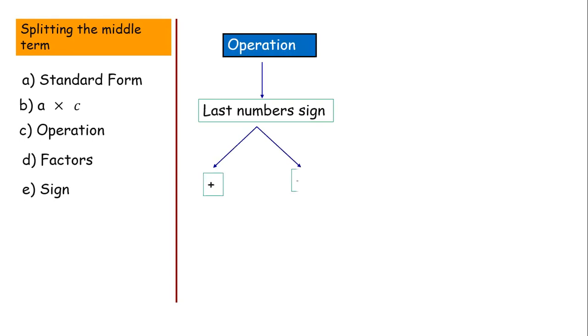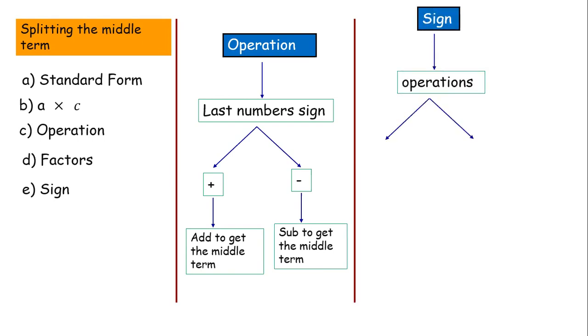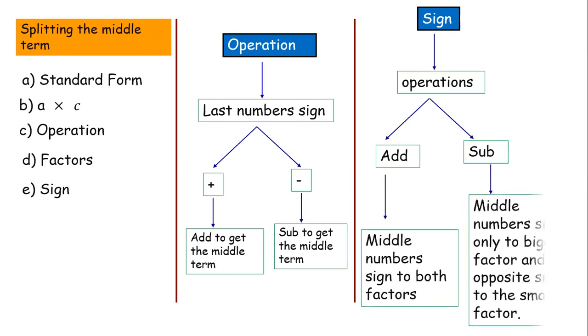If it is plus, that means the sum is based on addition, that is, add to get the middle term. If it is minus, that means it's based on subtraction, that is, subtract to get the middle term. Then the very important rule is sign. Either it is addition or subtraction: if it is addition, middle number sign to both the factors. And if it is subtraction, middle number sign only to the bigger factor and opposite sign to the smaller factor. I hope this makes sense. Take a screenshot of it, write it down somewhere. It will be of great help.